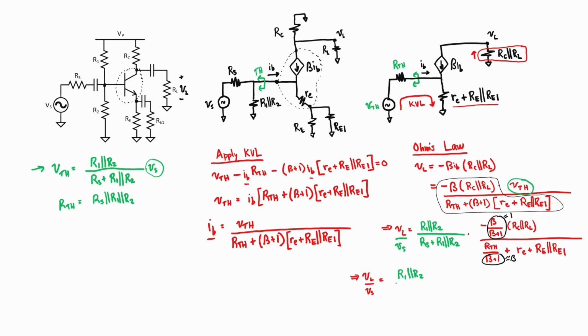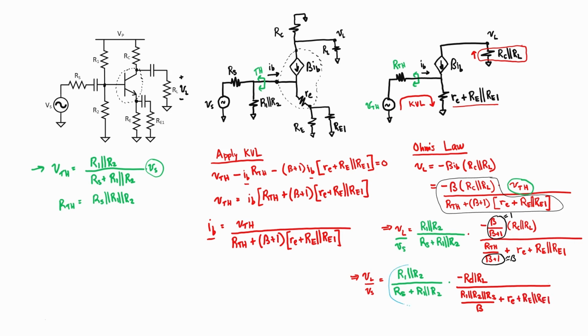So we have one expression due to the Thevenin equivalent voltage source, and then we have another due to the gain and the output side of the circuit. Let's substitute in for our RTH down here. It's just R1 in parallel with R2 in parallel with R sub S, and I'll divide it by beta, and then we have over here our emitter resistances.